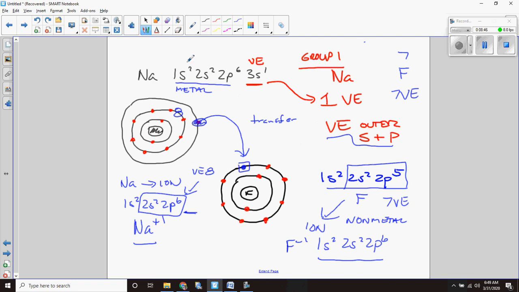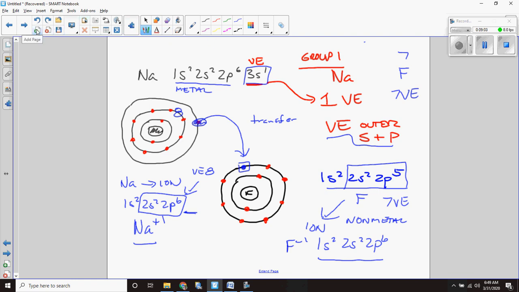So what's the important thing to learn here? Valence electrons are always the outermost s and p electrons. I can't take a 3s and a 2p and make a valence shell, but I can take a 2s and a 2p to make a valence shell. All right, always the outermost. So let's try another example.